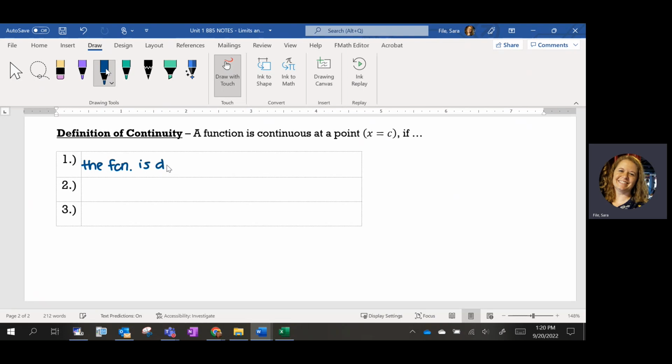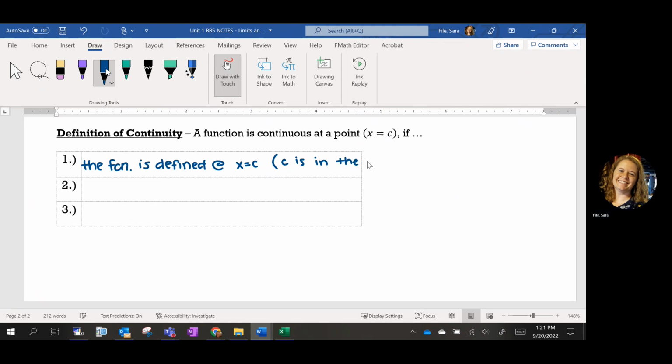So the function is defined at x equals c. And if you want to put in parentheses what I said, that means that c is in the domain of the function. So that's the first thing. The graph has to exist at that point to be continuous there. But that's not the only thing.